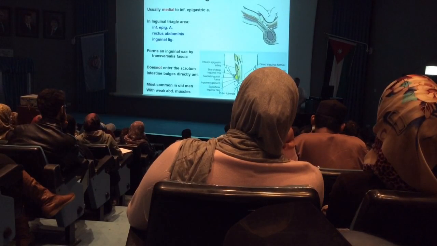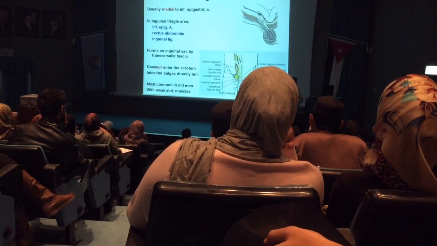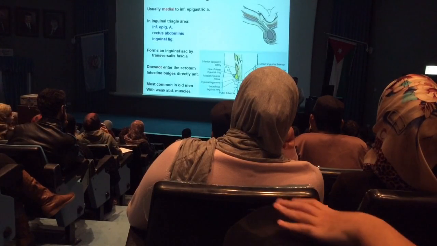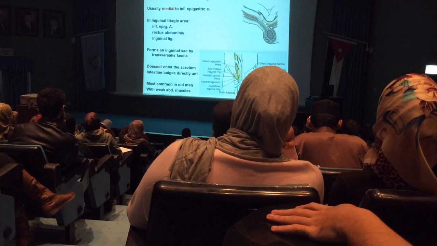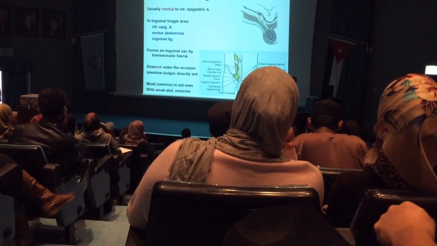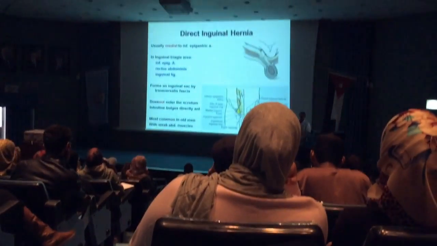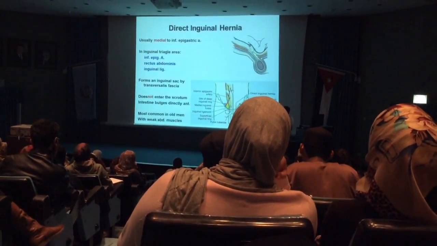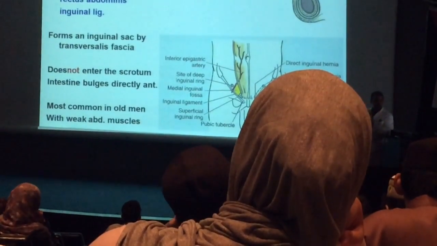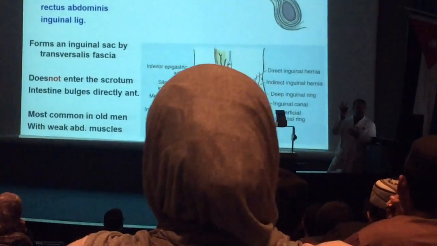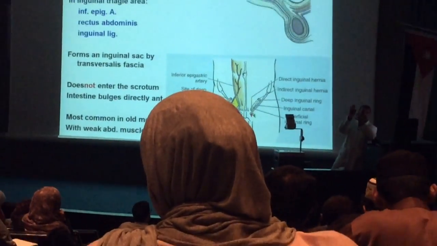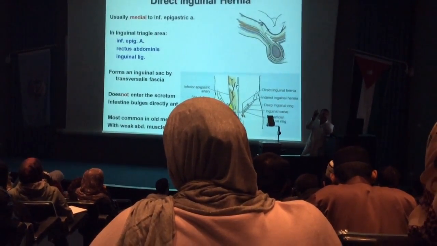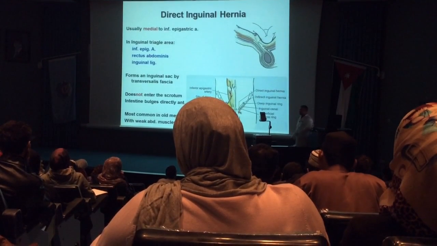Where does it arise from? From the external iliac artery. The second point we discussed: it passes medial to the deep inguinal ring, and this is an important landmark for us. It's medial to the deep inguinal ring. Then it penetrates what? The transversalis fascia, and ascends between transversalis and rectus abdominis.